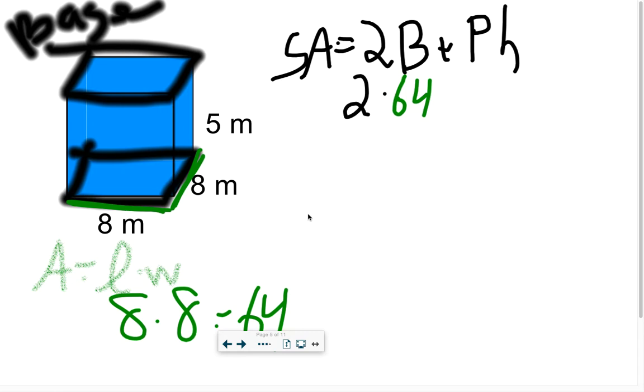Why is it there? Great question. There are 2 bases. Notice how many rectangles are there? There's one on the bottom and one on the top for a total of 2. That's where this number 2 comes from, because there are 2 bases, 2 main shapes.